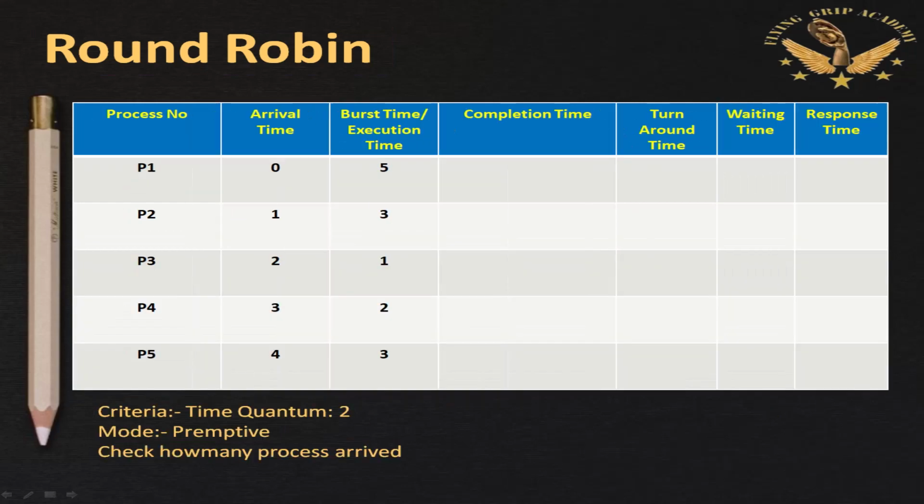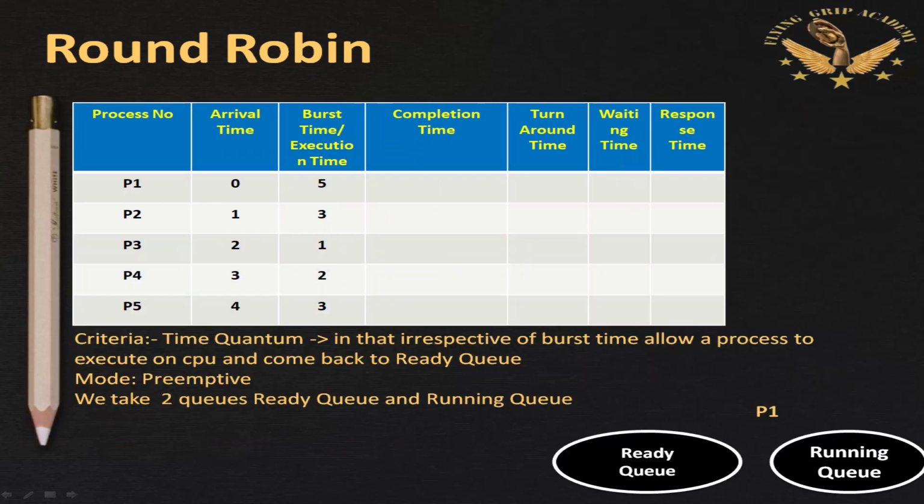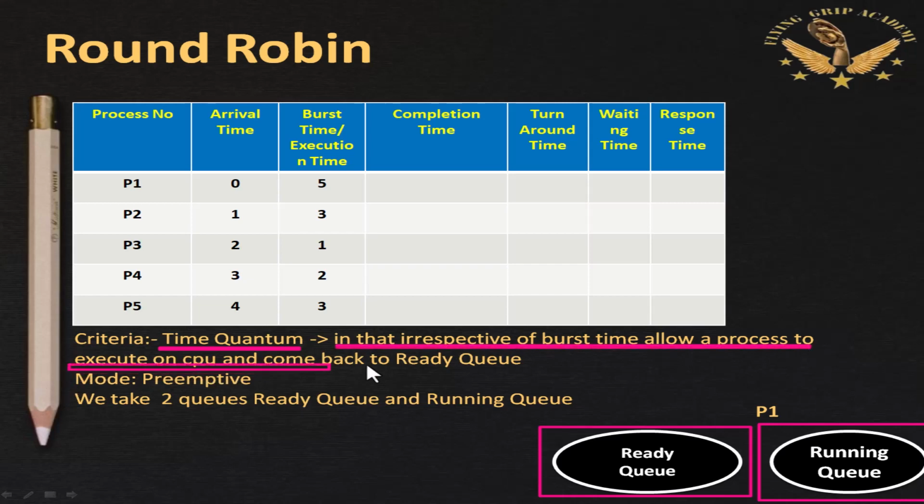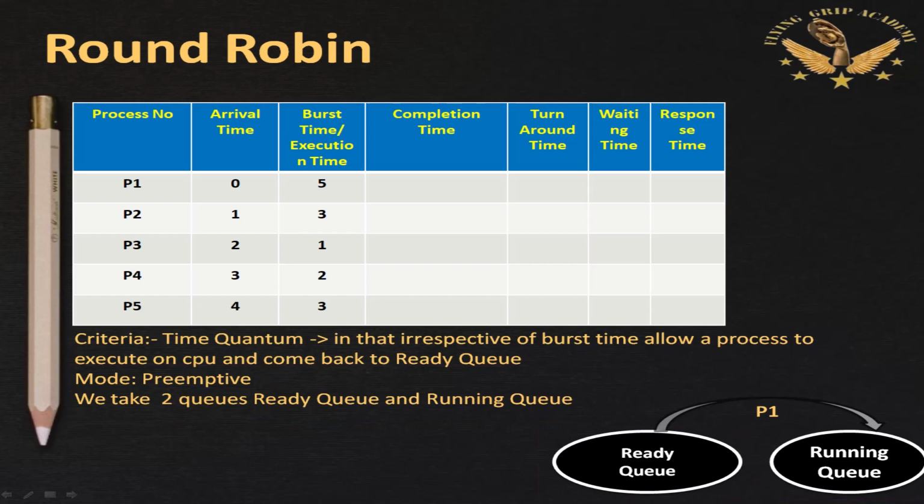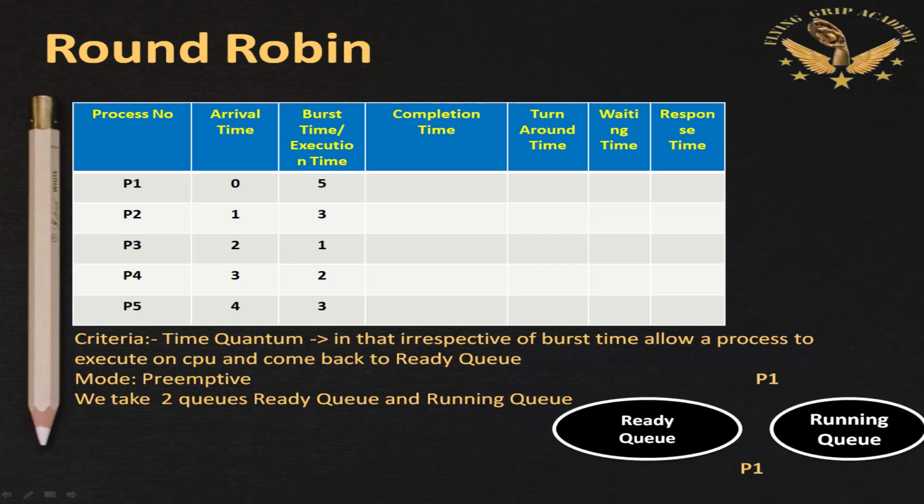So now we have taken the two particular queues, ready queue and running queue. So now here the criterion is time quantum. Based upon the time quantum, in respect of burst time, allow the process to execute on CPU and come back to the ready queue. So mode is preemptive. We take two queues, ready queue and running queue. So now here P1 goes from the ready queue to the running queue and P2 arrives. So at that time P1 will be coming back to the ready queue.